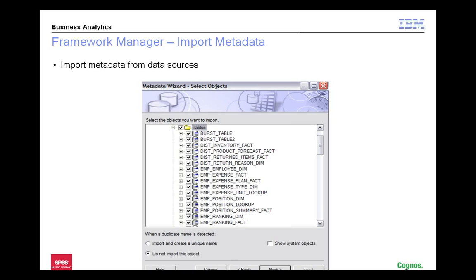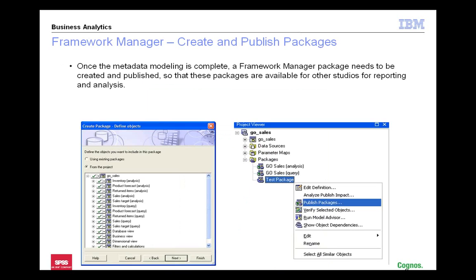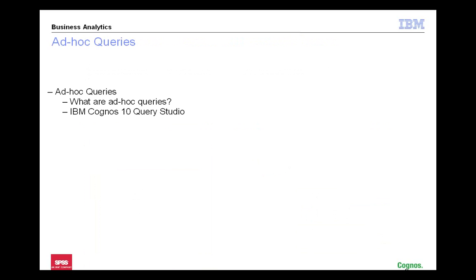Okay. The next thing is creating and publishing packages. A package is something that is created in Framework Manager once you have created your model. You can create multiple packages within a model, and you can also choose particular data items in each package. And these packages work as data sources for reporting and analysis.